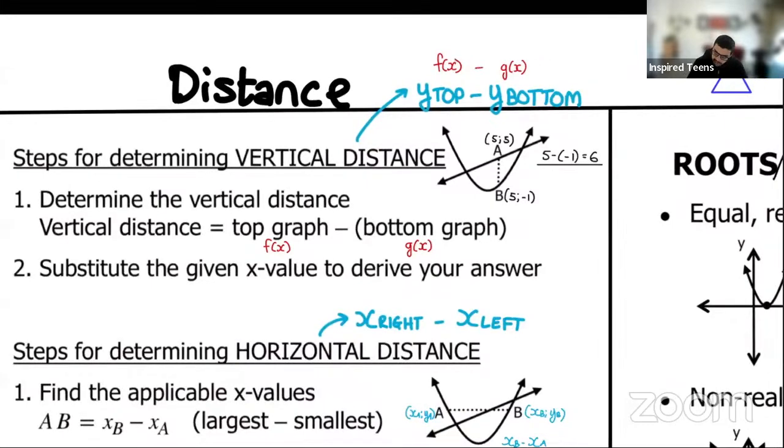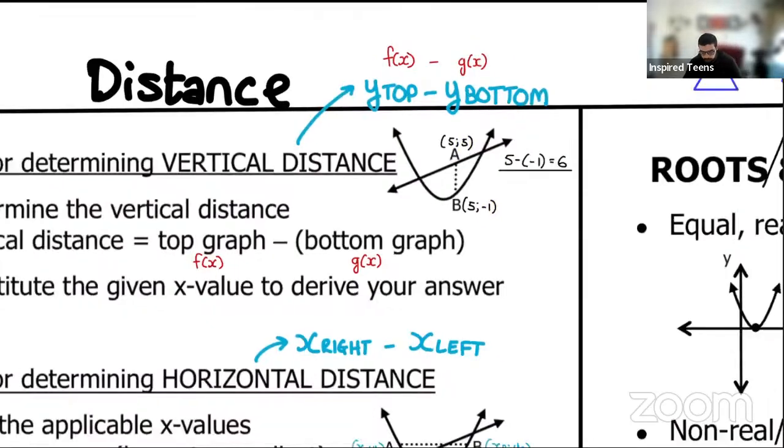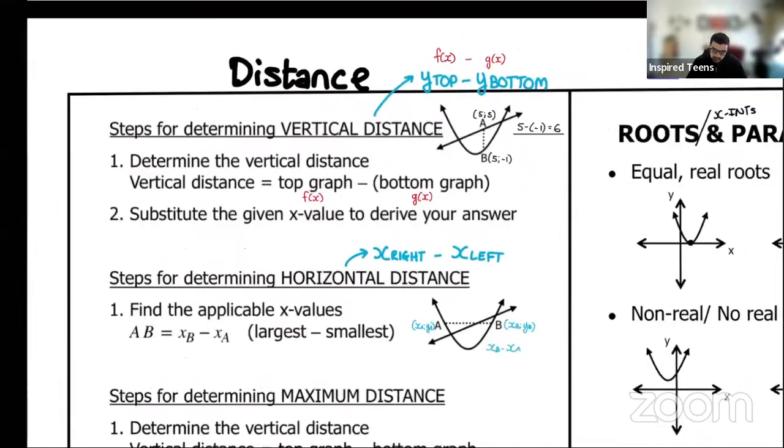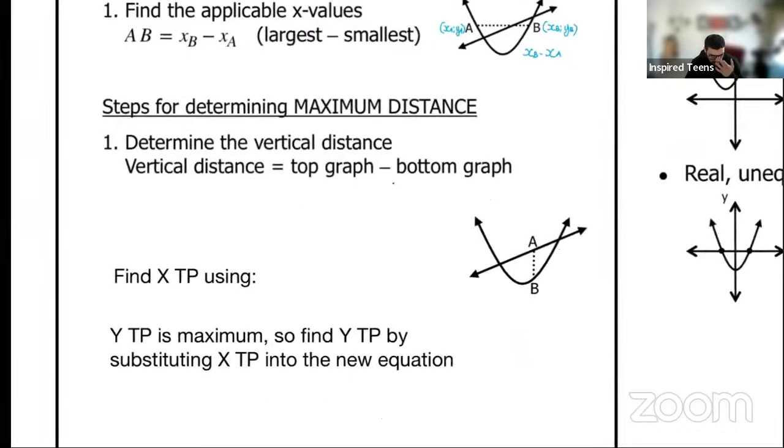Even here, it's largest minus smallest, because the largest is going to be on top and the smallest is going to be at the bottom. So vertical distance is y top minus y bottom, and horizontal distance is x right minus x left. Perfect. Okay, steps for determining maximum distance.